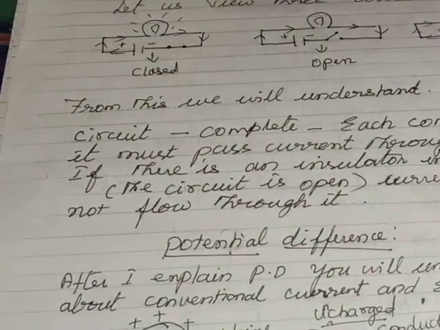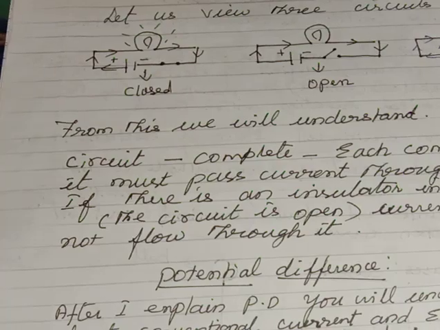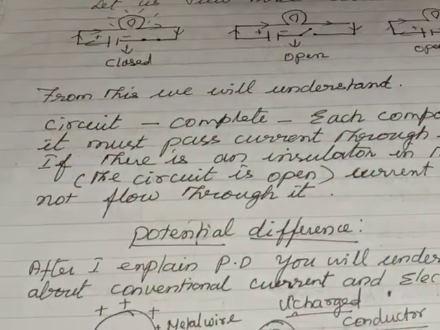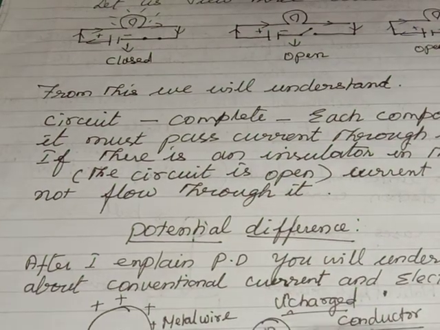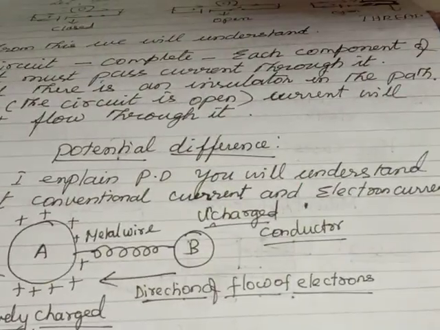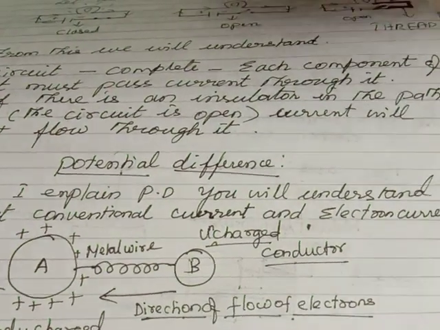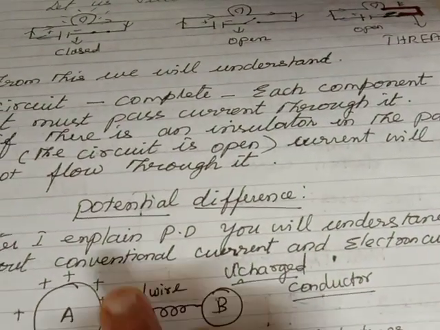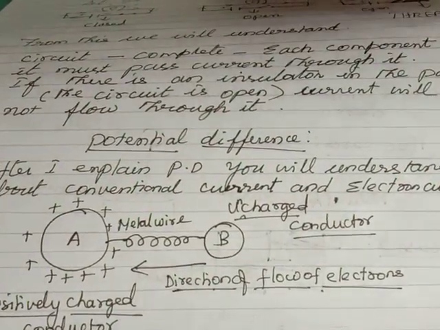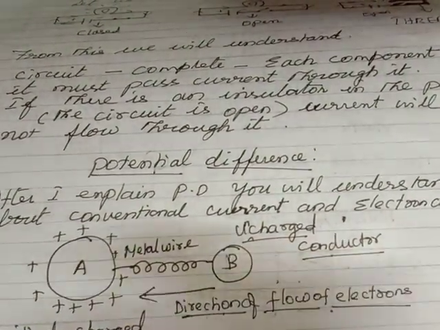Now we are coming to the next topic, which is called potential difference. After I explain potential difference, you are going to understand, yesterday I told you that I am going to explain conventional current and electron current in the later part. So while I am explaining potential difference, you will understand the meaning of conventional current and electron current. Okay, I will explain clearly.